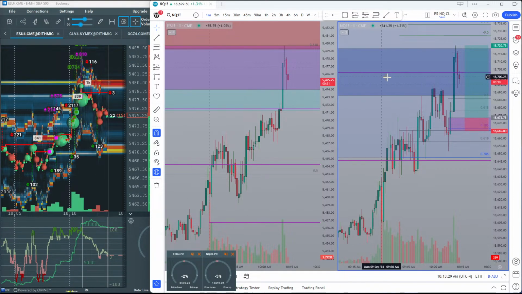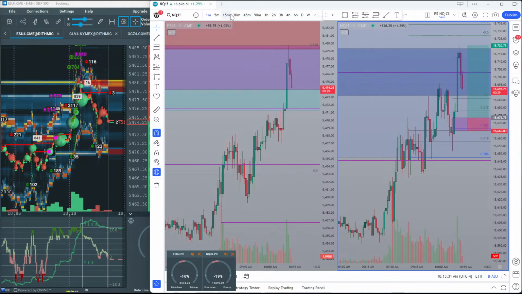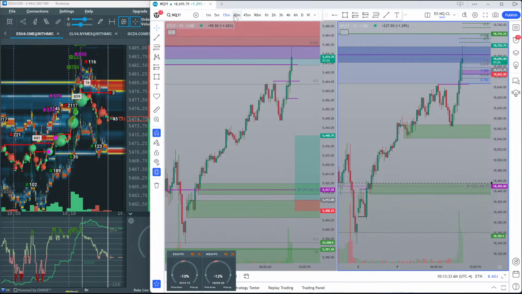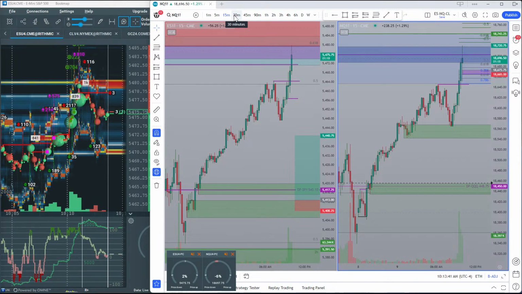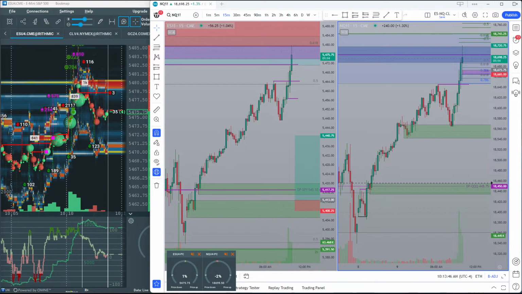Gotta see some support down there, though. Not just emotional support, I'm just kidding. We do have a minute 25 for the 15 to close. So we'll wait. I don't think we're going to get that entry right now anyways.